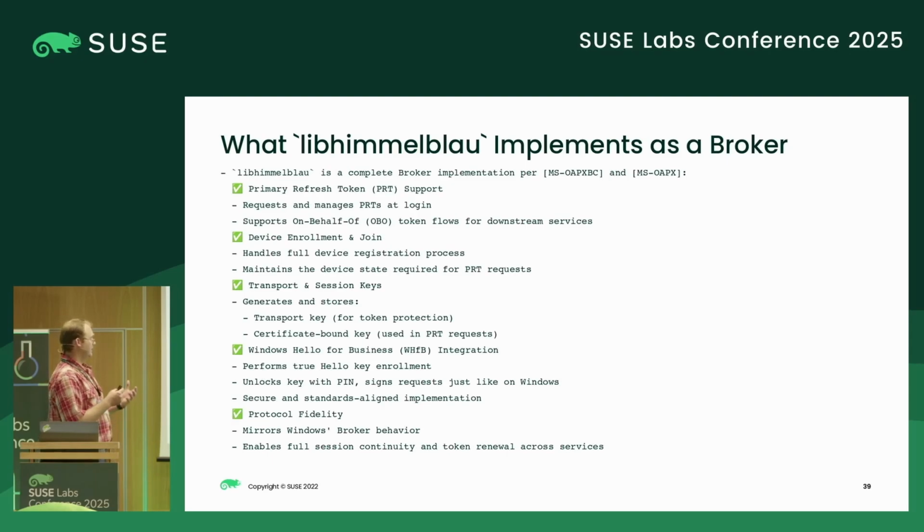So what does Himmelblau or libhimmelblau implement as a broker? We provide primary refresh tokens, as I mentioned, requests and manages PRTs, supports the on behalf of flow. We do device enrollment. We handle transport session keys, certificate bound keys, Windows Hello for Business, which we call Linux Hello. Basically, it mirrors Windows behavior. That's the gist of it. We behave the way Windows does.